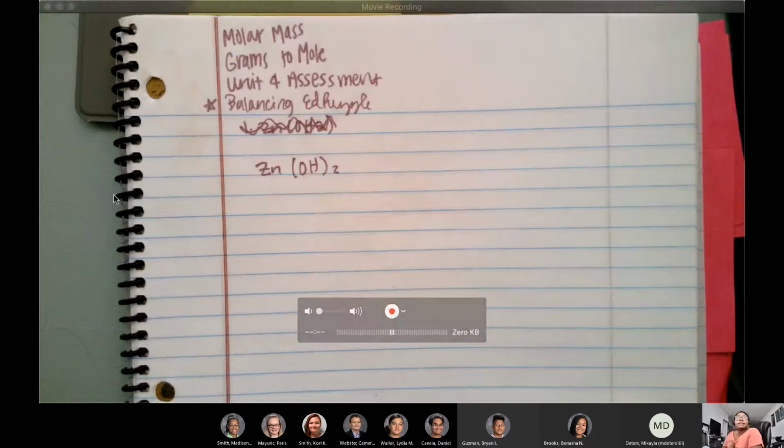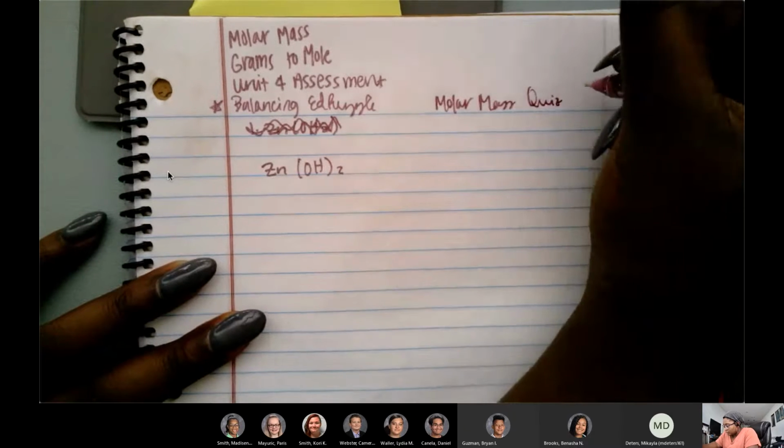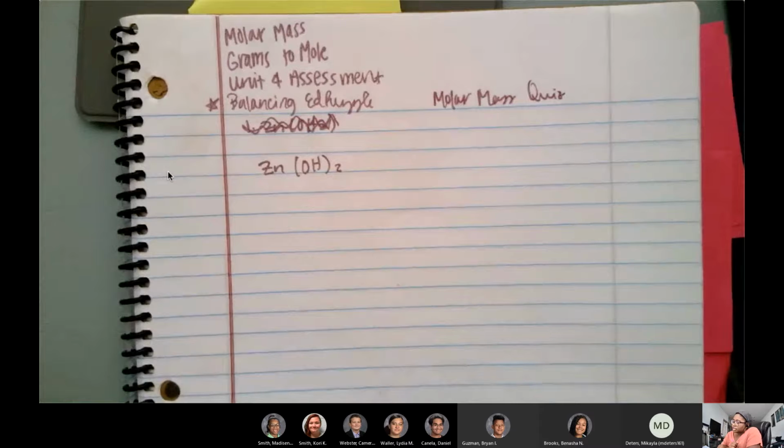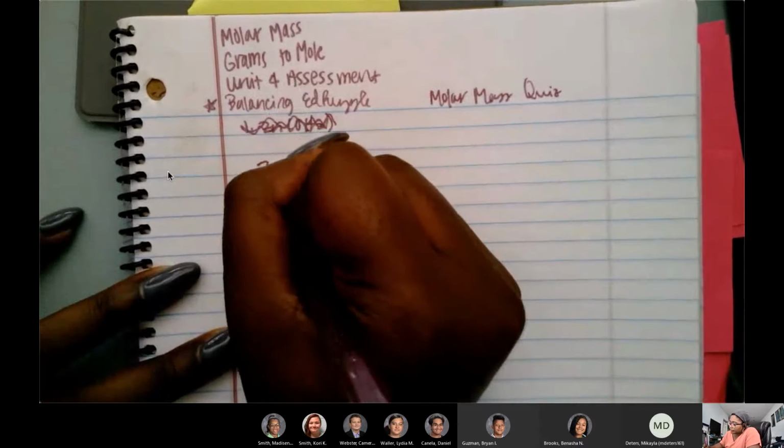All right, we're working on the molar mass quiz. This is the molar mass quiz. All right, so Zn(OH)2, we're going to write down what elements we see.